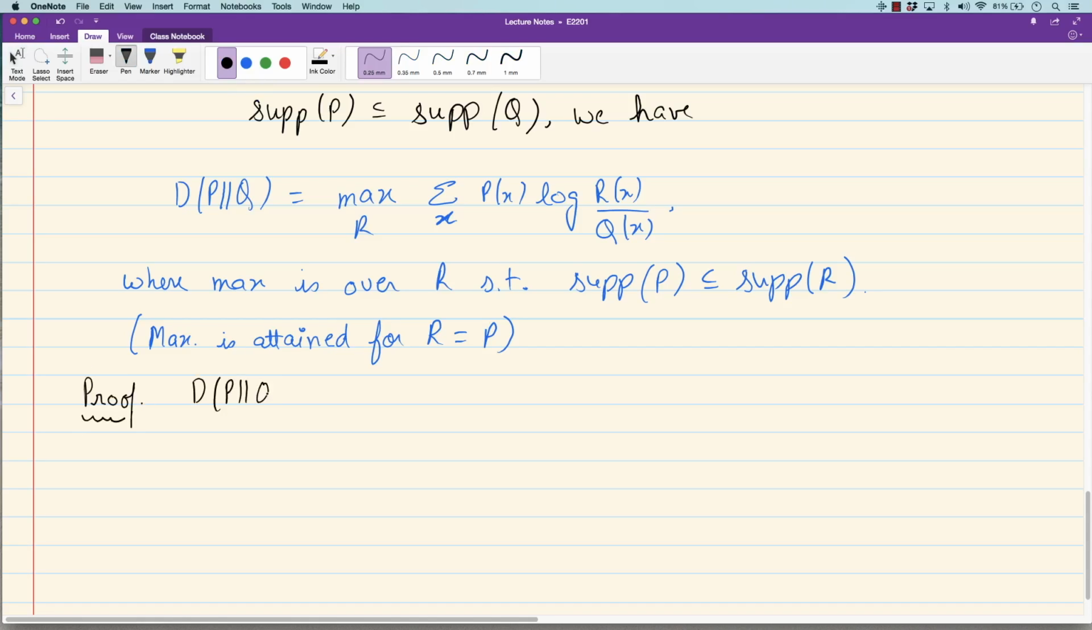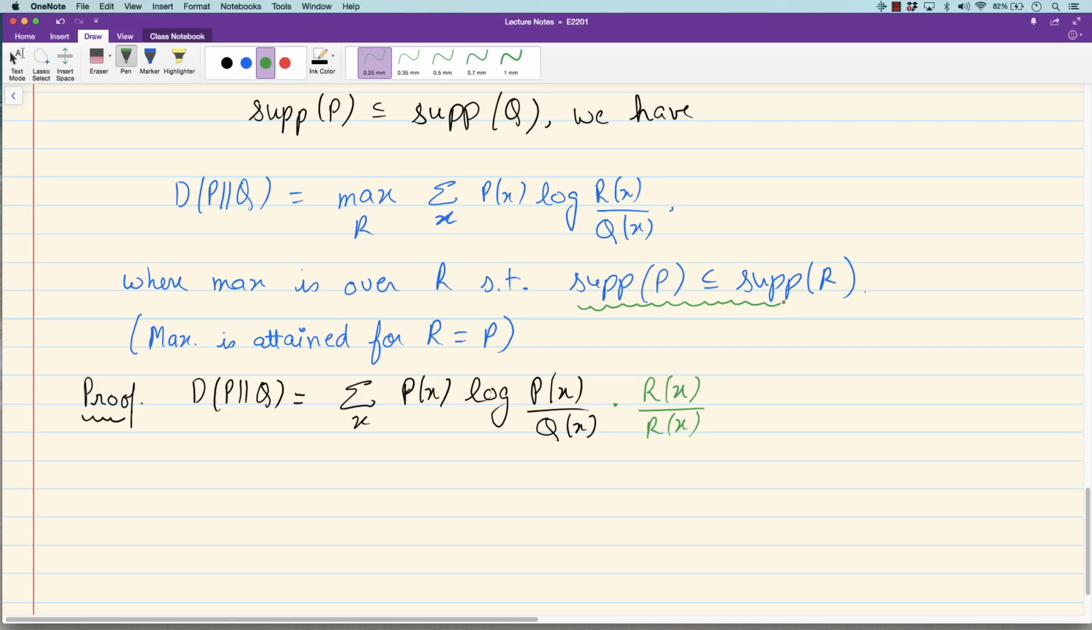So D(P||Q) equals the summation over x of P(x) log P(x)/Q(x). What we do is we multiply and divide by R(x), and this is slightly informal, but you can do it because of this condition: support of P is in support of R. If R(x) is 0, that's when the division would be invalid. But if R(x) is 0, we are fine, because R(x) being 0 implies P(x) is also 0. So this division will be allowed.